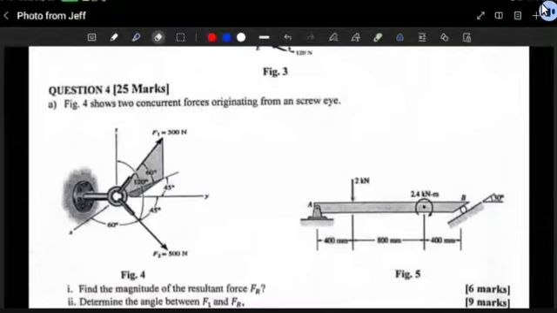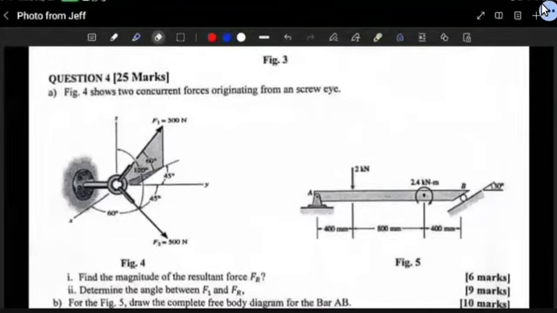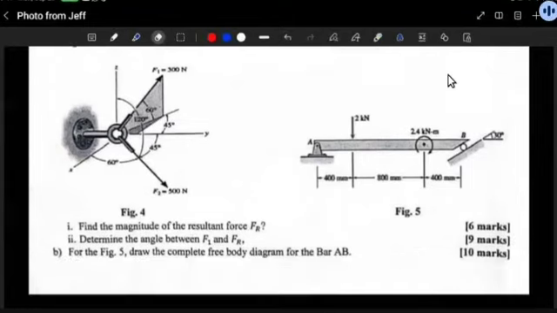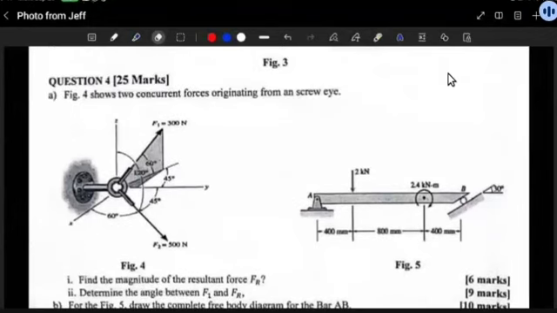Do we have to touch on B? Draw a complete free body diagram for the bar AB. Free body diagram is also not in the coverage for tonight. So let's look at question 4A. So in 4A, what is happening? We'll try to be a little bit quick about it.